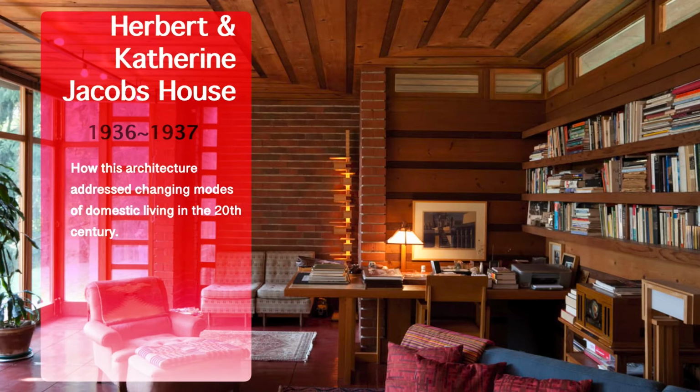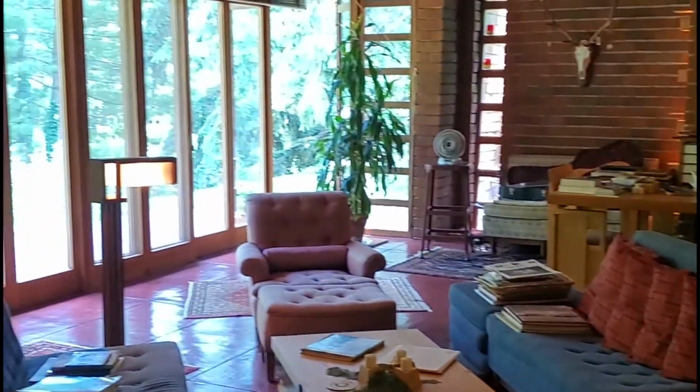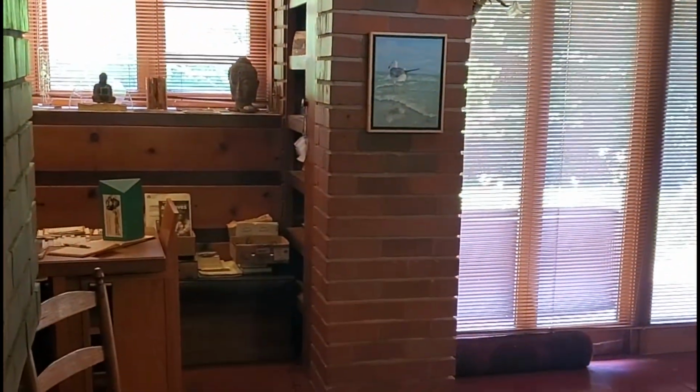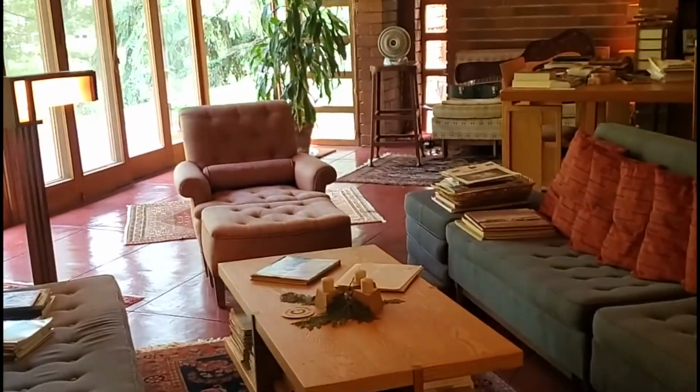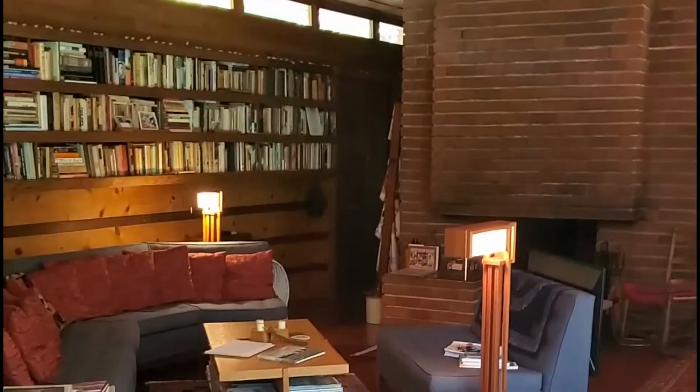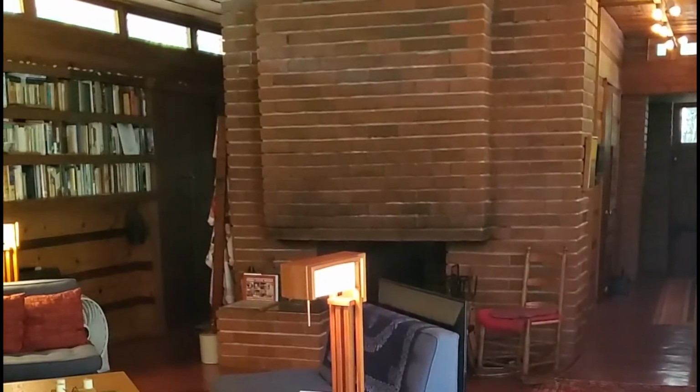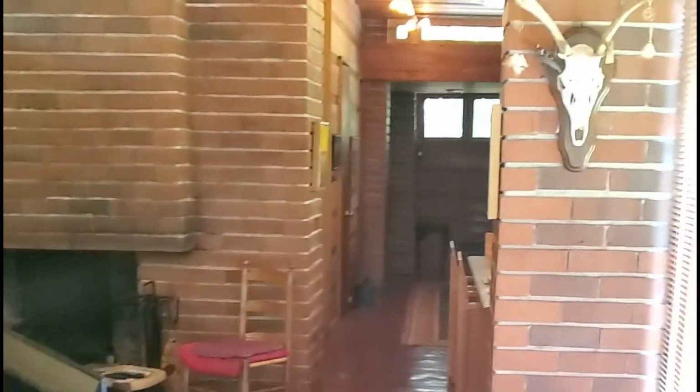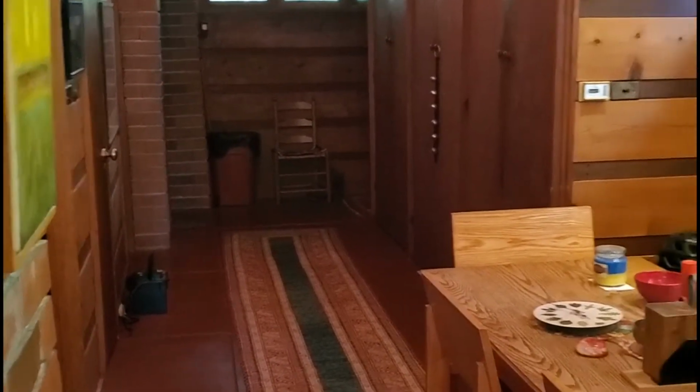Welcome to the Herbert and Catherine Jacobs House, Frank Lloyd Wright's first built Usonian style house. The house was designed in 1936, built in 1937, and revolutionized American domestic architecture in the mid-20th century. Wright eliminated all walls between the living room, dining room, and kitchen, essentially borrowing space from each room to make the total live much larger than the small 1,400 square foot footprint.